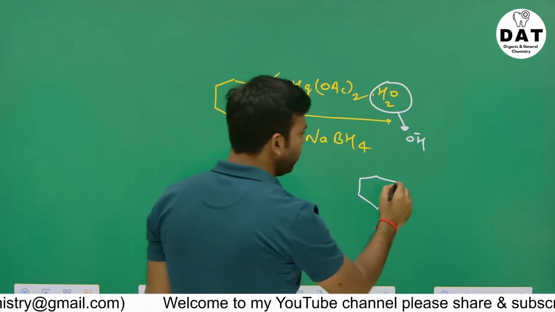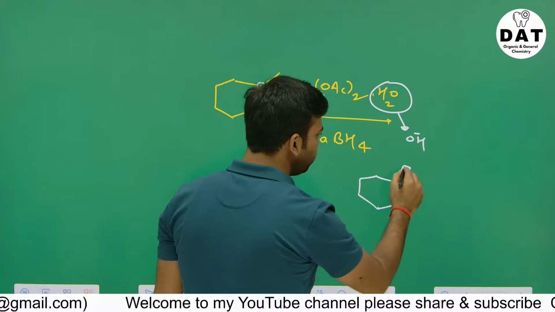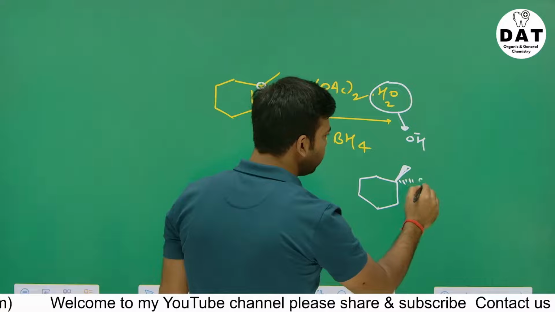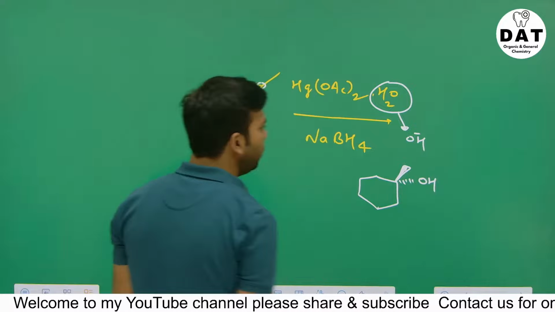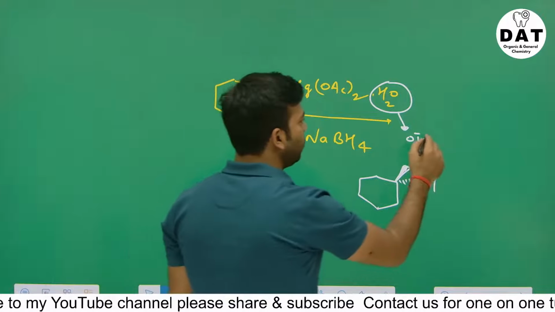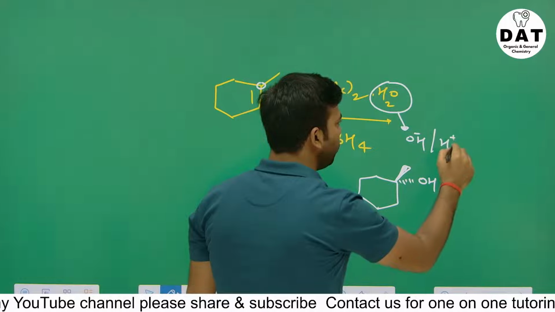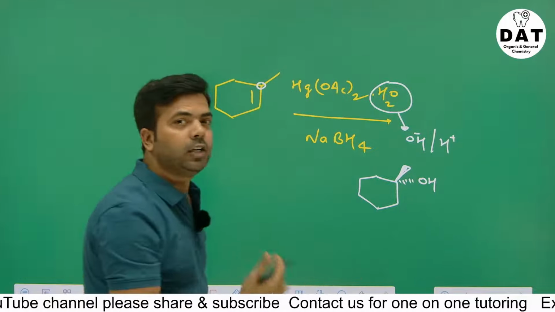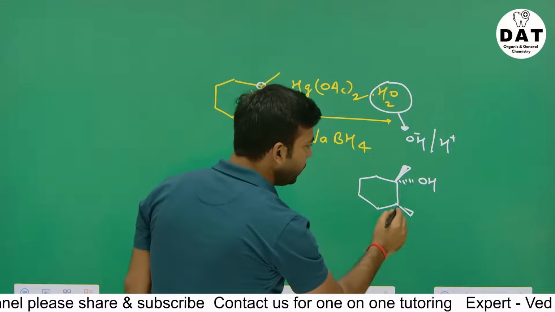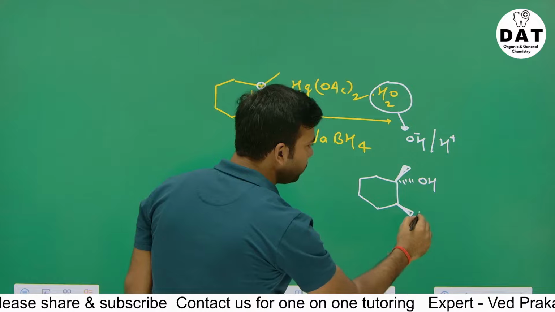Suppose, let's talk about the stereochemistry. Suppose this methyl is on the wedge. So this OH is on the dash, clear? And the reaction is anti-addition. So anti means this OH minus and H plus will be anti to each other. So you can see OH is here on the dash, so the wedge will be a hydrogen.